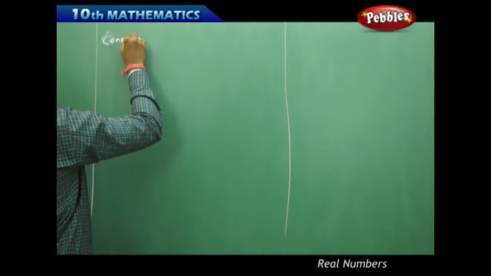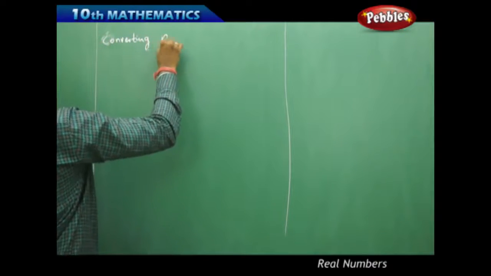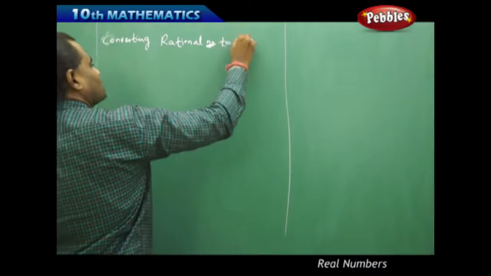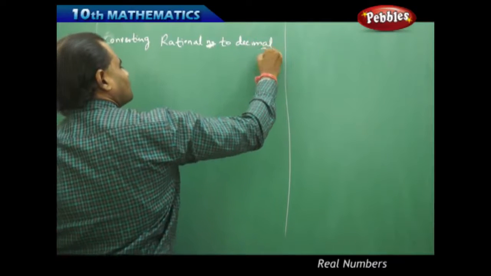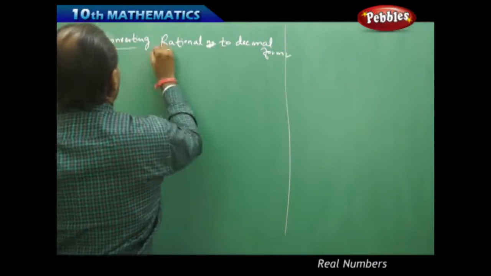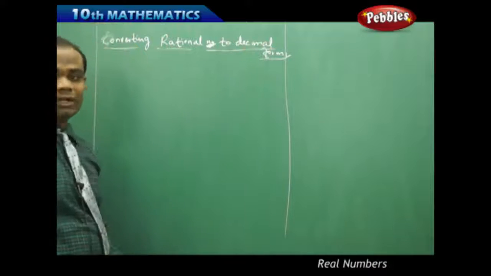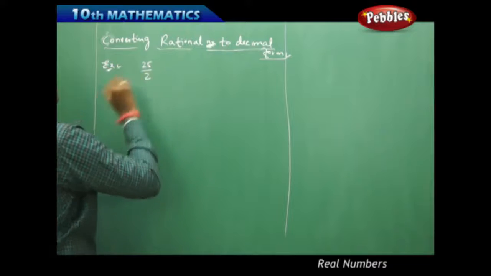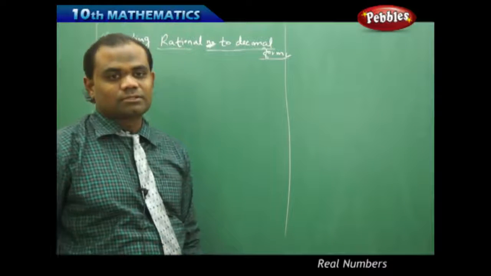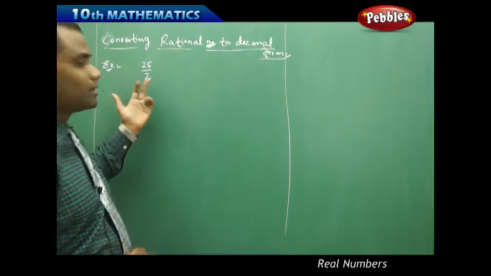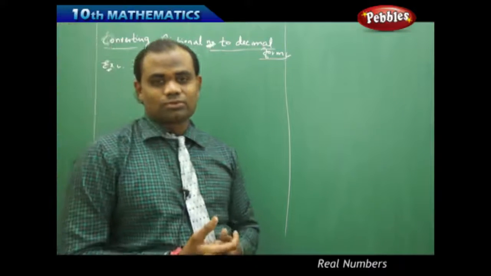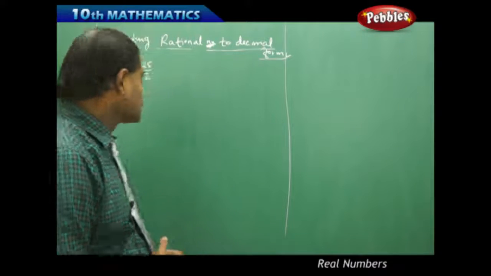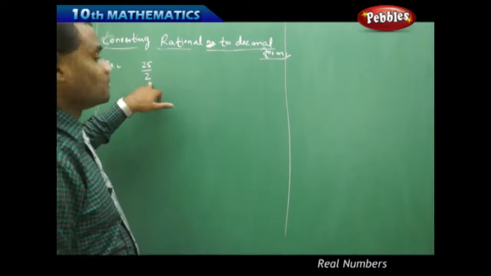Converting rational number to decimal form. So when I want to convert, let's take one of the example problems, 25 over 2. Now clearly this is a rational number in its most simplified form where p is 25 and q is 2. So before we proceed to understand whether the decimal would be a terminating decimal or a non-terminating decimal, I firstly identify the value of q.